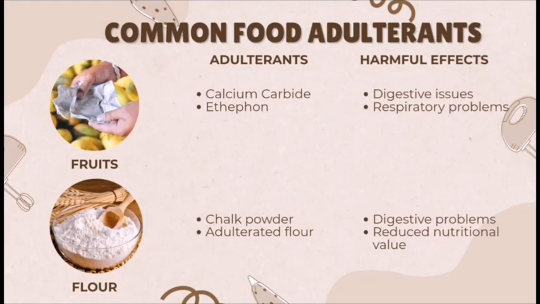Now we have fruits. The common adulterants are calcium carbide and ethephon, which increase the growth rate of the fruits. The harmful effects are digestive issues and respiratory problems. And at the end we have flour, in which the adulterants are chalk powder and adulterated flour. The harmful effects it has are digestive problems and reduced nutritional value.